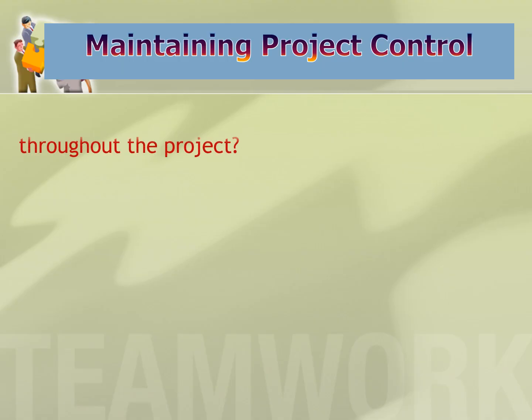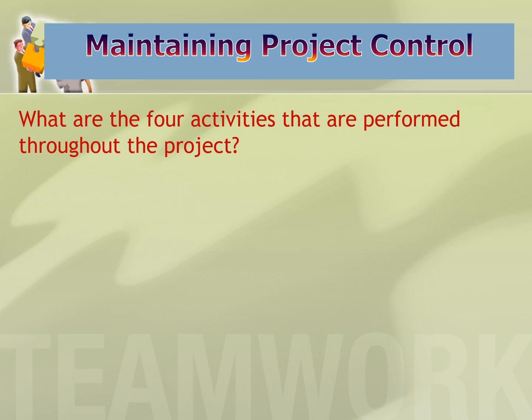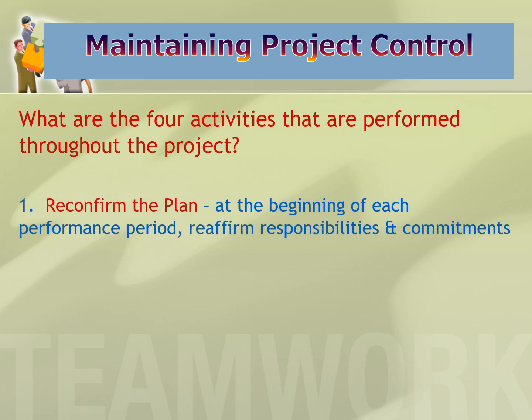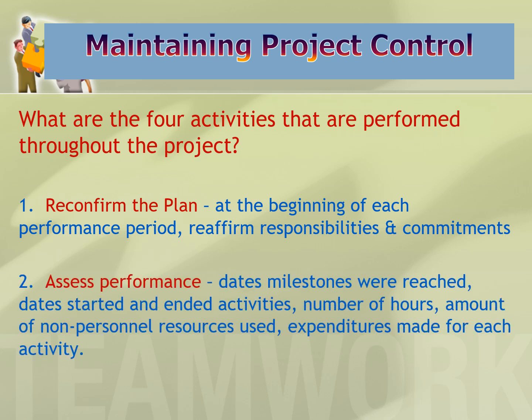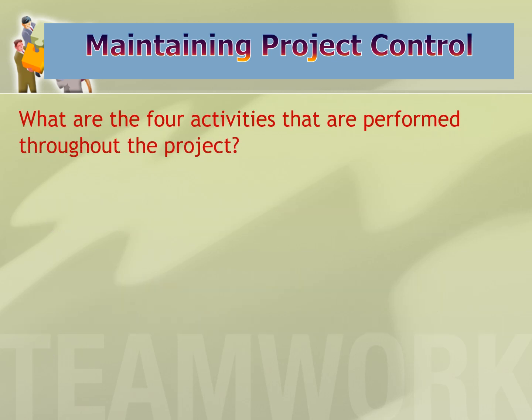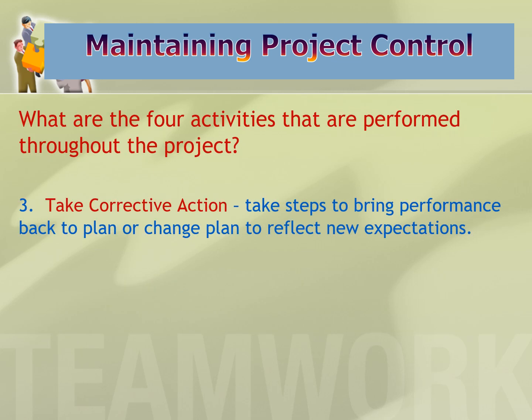So maintaining project control. There are 4 activities that are performed throughout the project. One is you want to reconfirm the plan. At the beginning of each performance period, reaffirm responsibilities and commitments. Assess performance. Dates milestones were reached, the dates they started and ended activities, the number of hours, the amount of non-personnel resources used, and the expenditures made for each activity. Then take corrective action. Take steps to bring performance back to the plan or change the plan to reflect some new expectations.